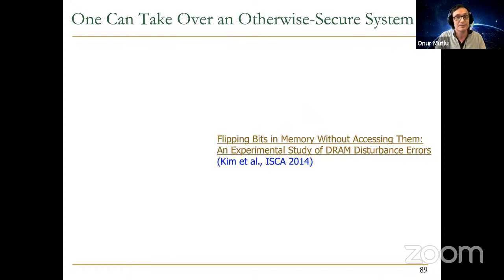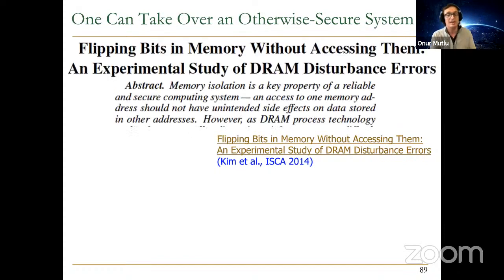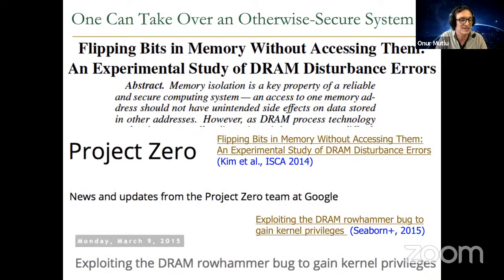But let me talk about the higher level implications of this very quickly. Basically, when we wrote the paper 7 years ago, we said that memory isolation is a key property of a reliable and secure computing system. Access to one memory address should not have unintended side effects on data stored in other addresses. We basically said that someone can hijack your computer based on what we have shown in this paper. And while we were working on that hijacking, folks from Google Project Zero essentially showed that. They said they learned about the problem from our paper, and that they could take over a system at the user level just by inducing and exploiting these bit flips so that they can circumvent memory protection.